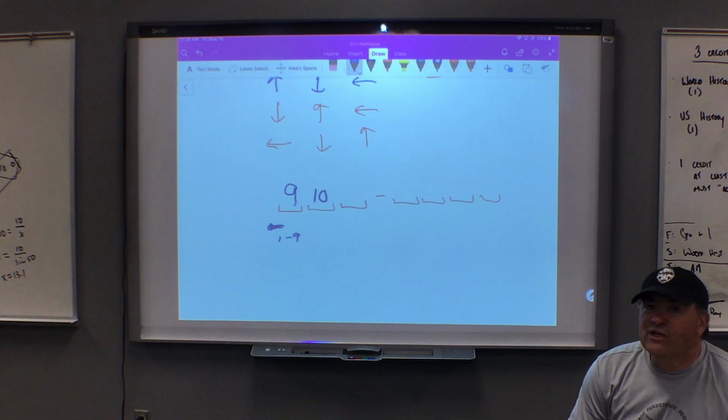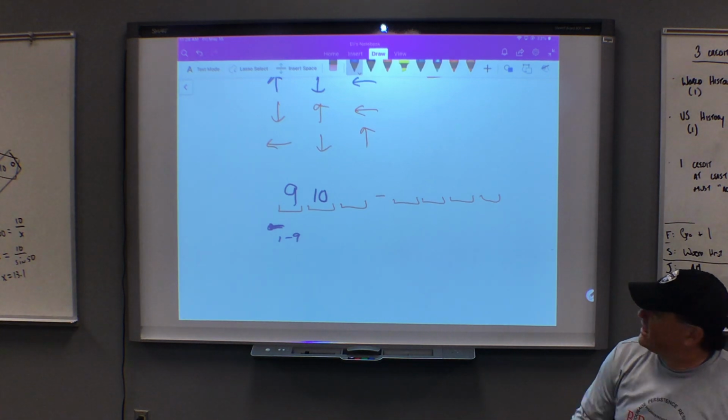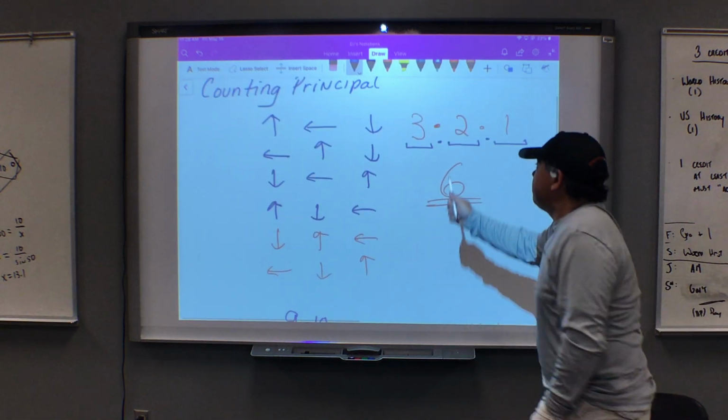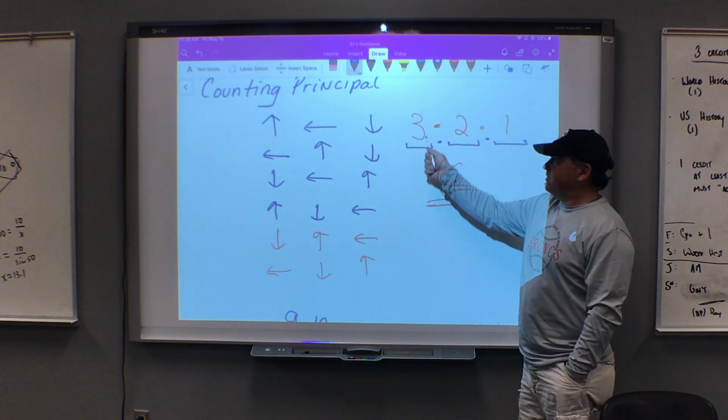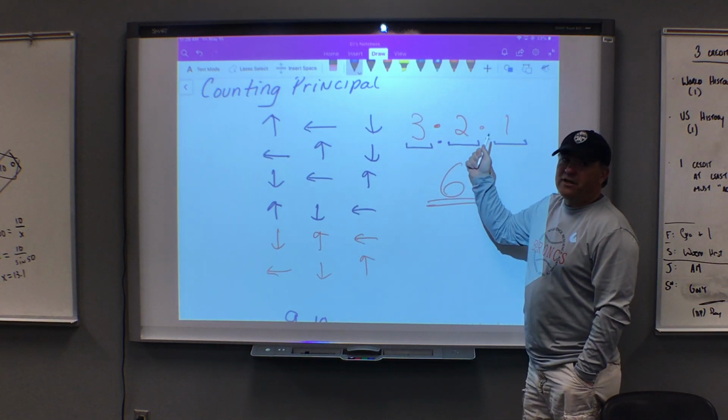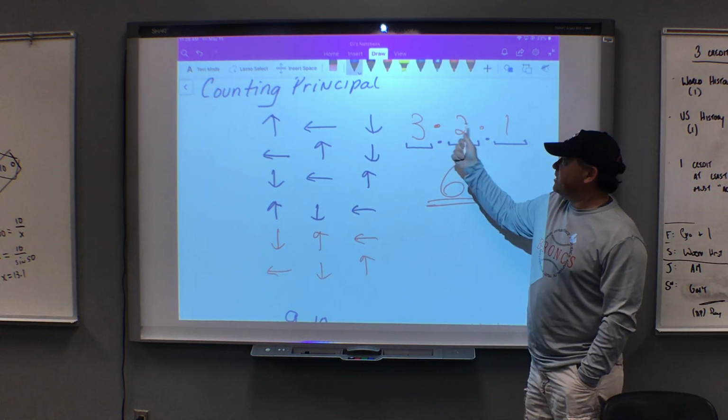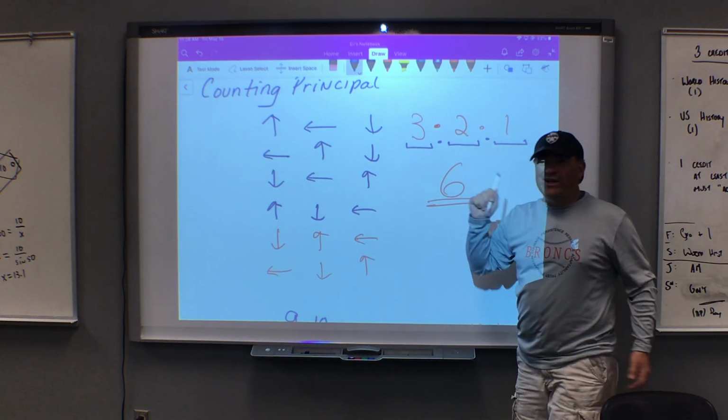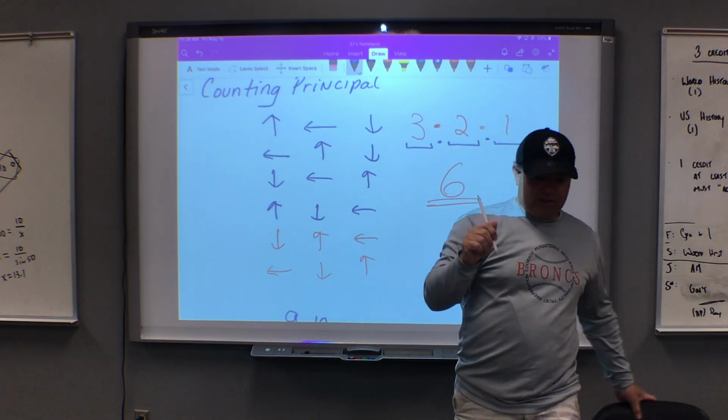Because we allow for repeats, and that's different from what's going on up here. Here we didn't allow for repeats. They couldn't go up arrow, up arrow, up arrow. If that was the case, then I would be at 3 times 3 times 3, or 27 different options that could come out of those.